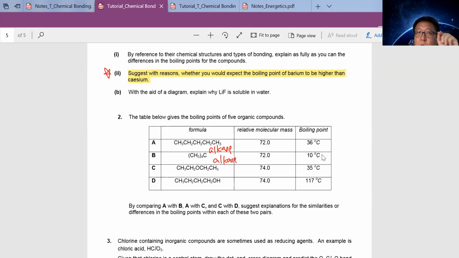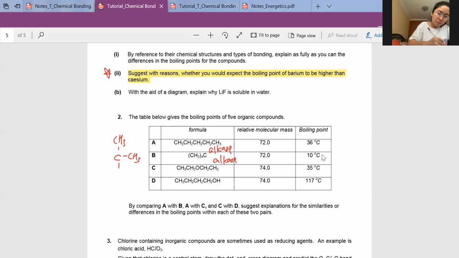Okay, observe, then you know whether it's alkane or alkene. B, I know it's alkane. How do I know? You can see a 4 here and a carbon here. This carbon has 4 bonds. There's no room for a double bond. The rest are all methyl groups. So it's a carbon attached to 3, 4 methyl groups. This is called a methyl group, CH3.